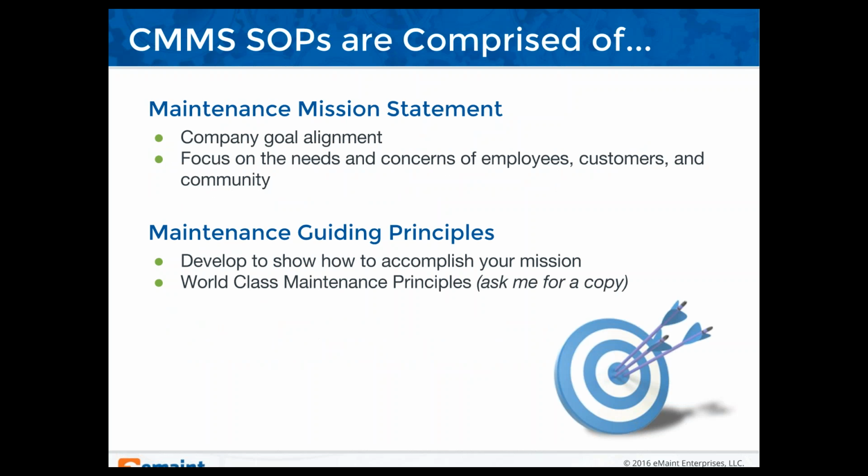Other items that comprise the CMMS SOP, from the top down, potentially a mission statement. And when I say top down, I mean in terms of supporting the mission of the implementation of the maintenance system and the CMMS, so that it's a narrative around how the business aligns with the company's goals and objectives, and focuses on the needs and the concerns of the employees, the customers, and the community within the maintenance organization. And maybe additionally some guiding principles that will be developed to show how you intend to accomplish your mission.